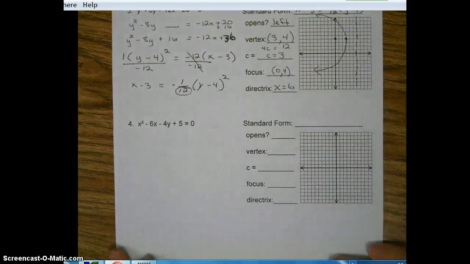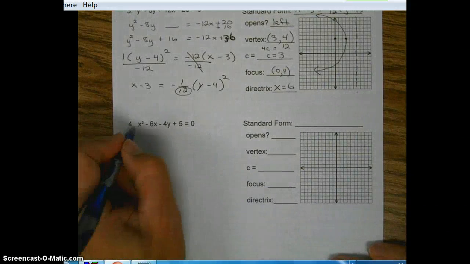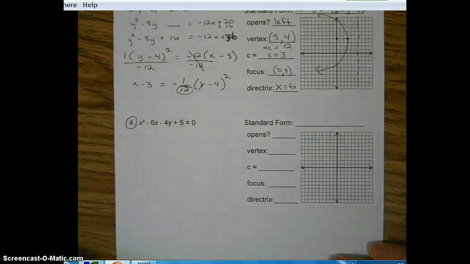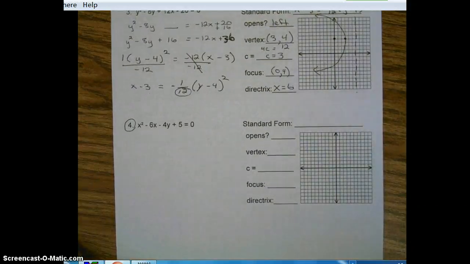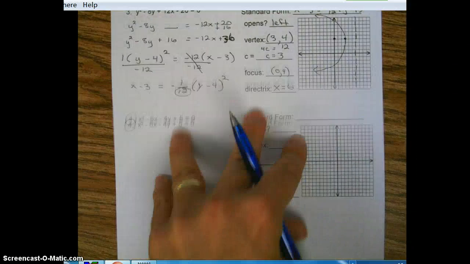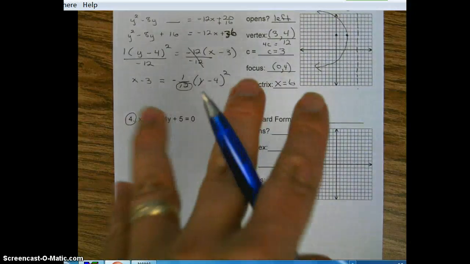Okay, let's see what you can do. This one's yours. Give it a shot. I'm going to come around and check it to see if you got it right and help you out if you need help.